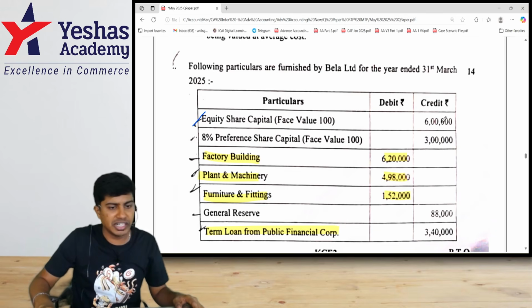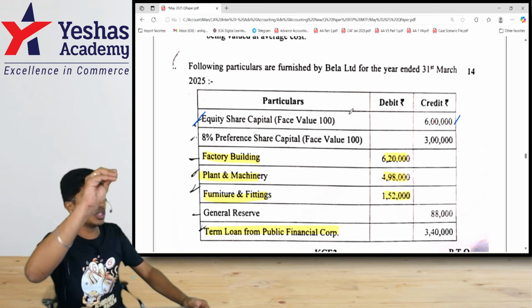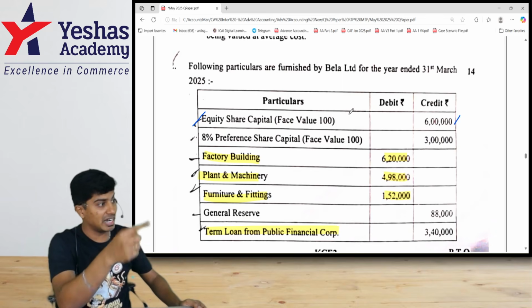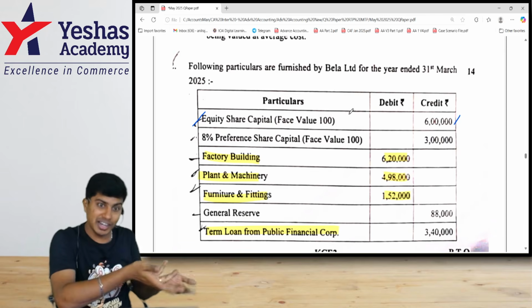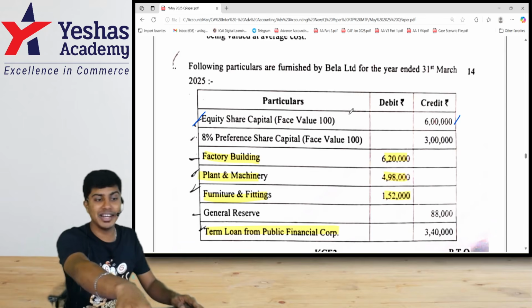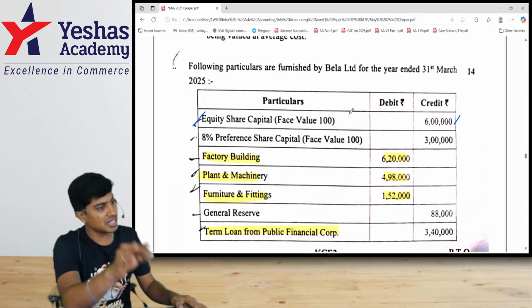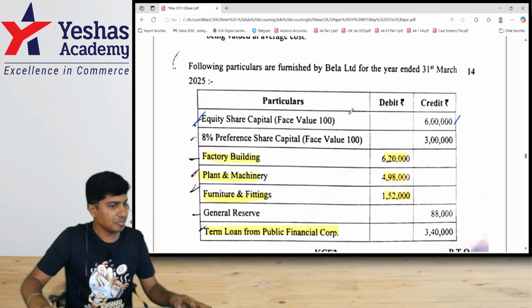I'll write equity share capital 6 lakh rupees, 100 each. This is 5,000 shares of rupees 100 each fully paid up. 1,000 shares of rupees 100 each 70 paid. Further call made, forfeited, reissue. Right now we have 6,000 shares. This is after reissue. 6,000 shares of rupees 100 each fully paid up after reissue. Write it exactly the same.